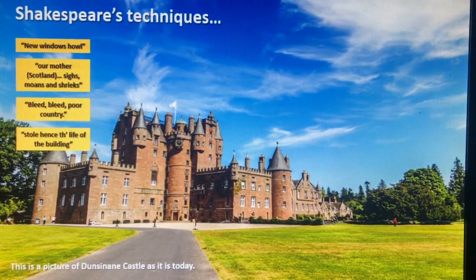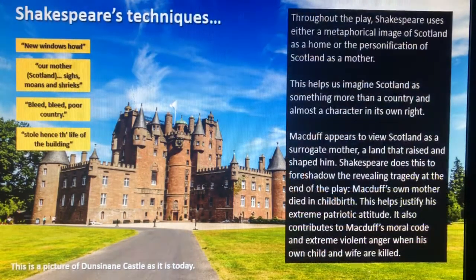Now, if we look closely at all the language we've talked about today, you'll notice that Shakespeare uses certain words to describe Scotland. The background's picture of Dunsinane Castle. Throughout the play, Shakespeare uses either a metaphorical image of Scotland as a home or the personification of Scotland as a mother. This helps us imagine Scotland as something more than a country, and almost a character in its own right.